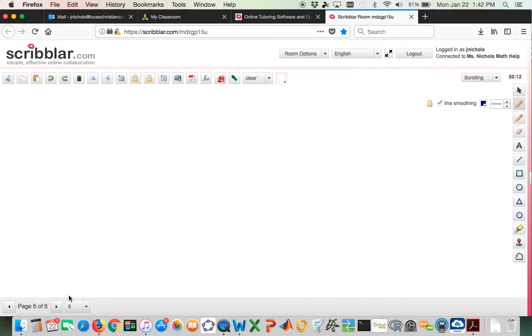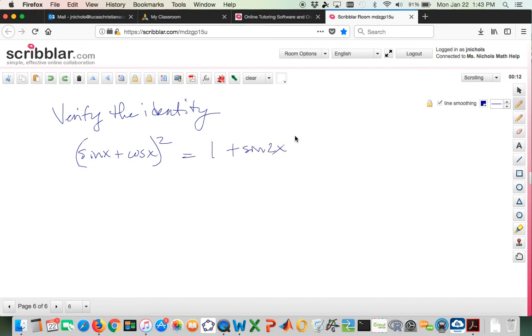Lastly, there are some verifying an identity. So let's verify the identity. This is where we make left side equal to right side or right side equal to left side without crossing the equal sign. They give us sine x plus cosine x, all of this squared, equals 1 plus sine of 2x. I'm going to choose to work with the left-hand side, and I am going to FOIL it.